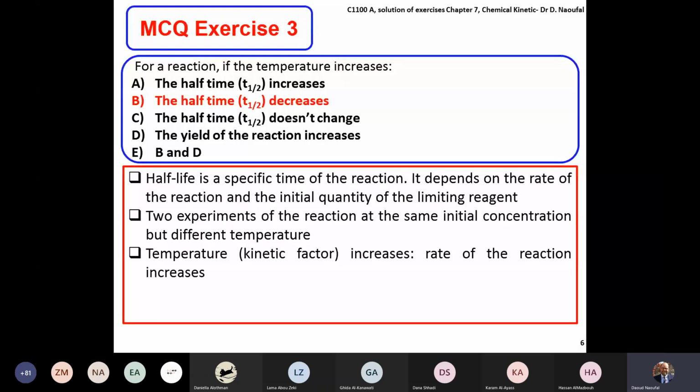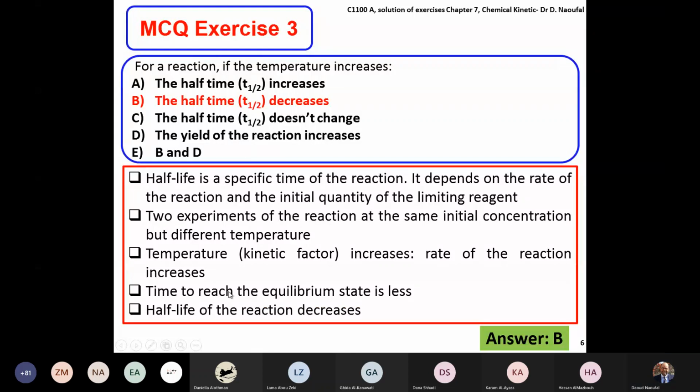No. If the two experiments are at the same initial concentration and the temperatures are different, the rates of the reactions are different. The temperature is a kinetic factor, it increases the rate of the reaction. I explain only. Okay, I will treat now each part.